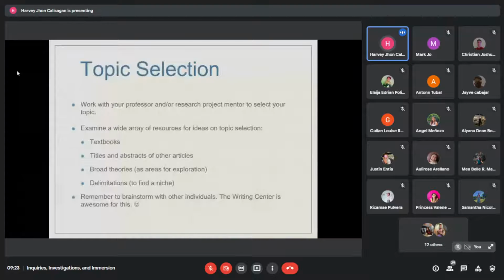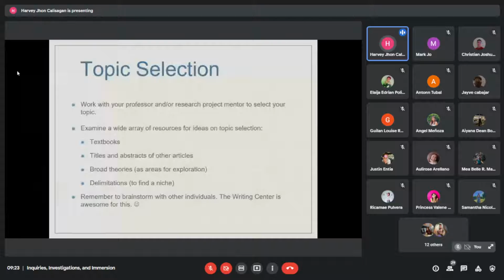So for example, Ma'am Silva is knowledgeable about your research. So she can be a good help as well. All of her advice can be your reference for your topic selection. Another thing is that you have to examine a wide array of resources for ideas on the topic selection, considering the following: textbooks, titles and abstracts of other articles, broad theories, especially specific areas of your exploration, and the limitation. It's to find the niche of your research.